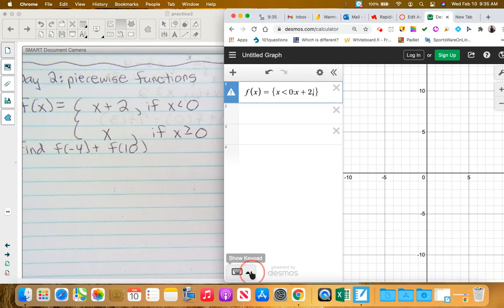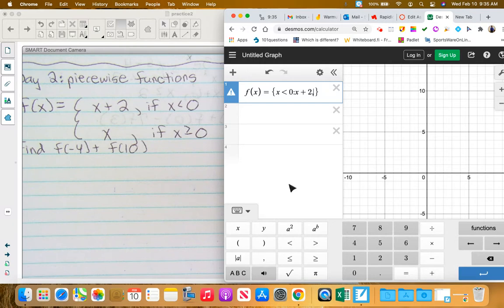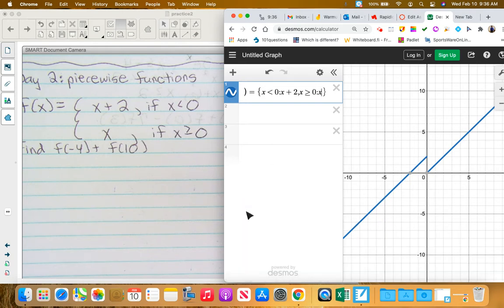Get my keyboard down here at the bottom. So now I need to put in where x is greater than or equal to 0, which is this part here. And then followed by a colon and then x. So this is what our piecewise function looks like here. And if I hide this for a minute, then I have all of this. So it is a function. It's comprised of two linear sections.